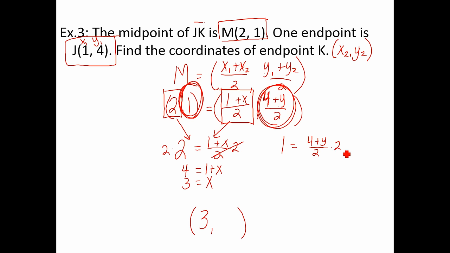We'll multiply by 2 again. 2 equals 4 plus y. So then if I subtract the 4, y would be negative 2. So right here, negative 2. So now I have found the other endpoint, and I would say endpoint K here, that's his location. He's at 3, negative 2.